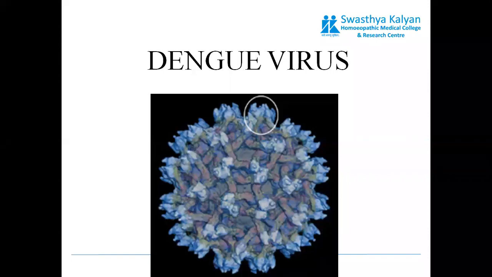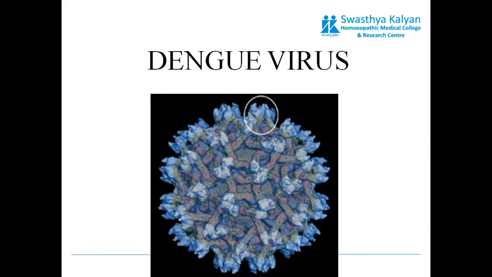Today we are going to discuss a very commonly found virus and one of the most devastating viruses known to humans, and it's dengue virus. Dengue virus obviously causes dengue in humans, and it has been known for causing a disease which is so morbid and its mortality rate is quite high.